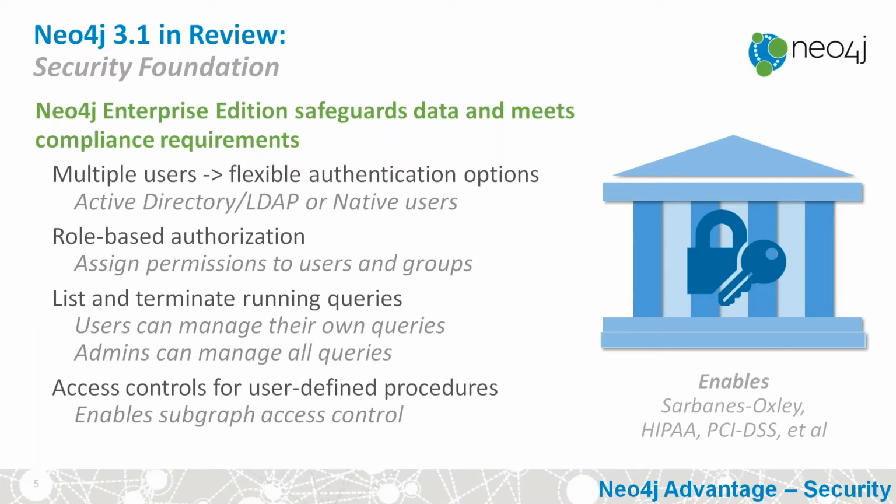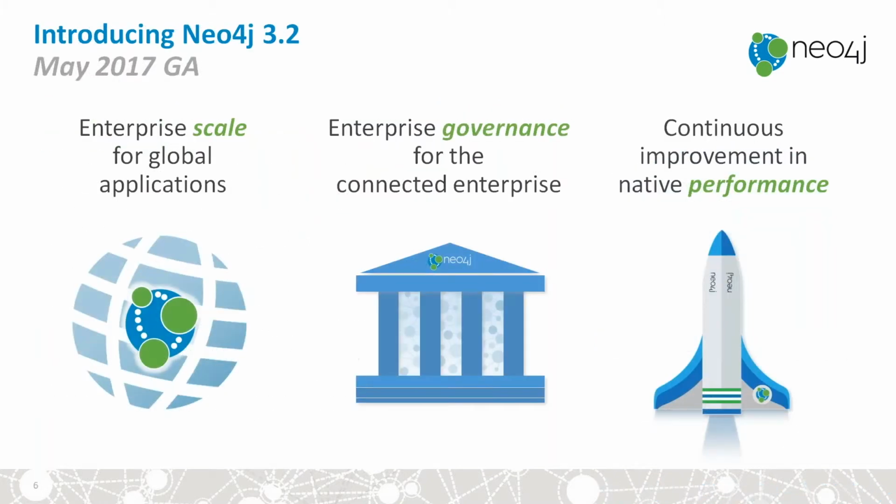We also have role-based authorization, the ability to monitor queries on a user-by-user basis, and overall access controls for user-defined procedures, which in turn can be used to get to even property level or node level security on a particular data element on a user-by-user or role-by-role basis. So what I wanted to do is just lay that out, because that's sort of the foundation from which we're building as we introduce version 3.2.